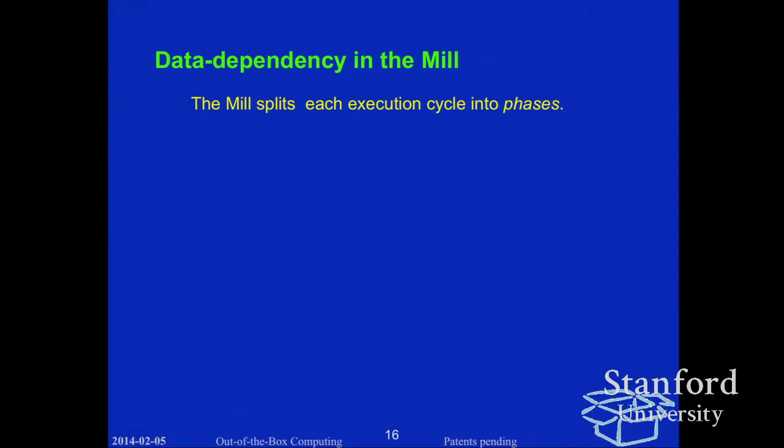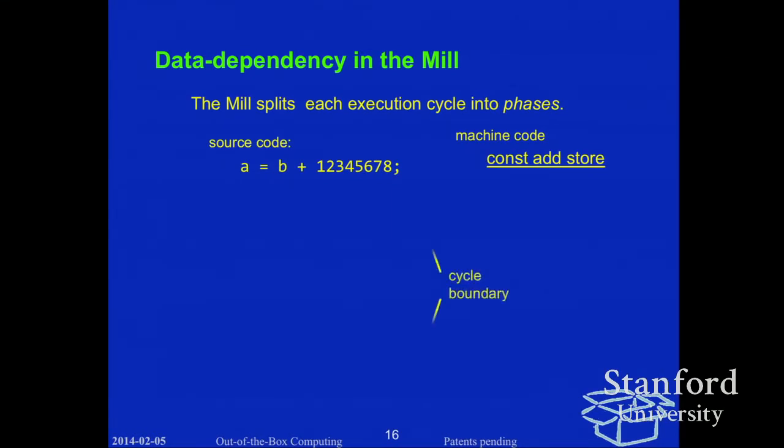just like a RISC would have to take 3 cycles. The Mill splits each instruction cycle into phases. These are not subclocks. We don't actually have a whole bunch of little clocks inside the big clock. There's only one big clock. So phasing is a conceptual model. That source code, again, will produce, in fact, the same machine code as the VLIW uses. Constant, add, and store, all in one instruction.